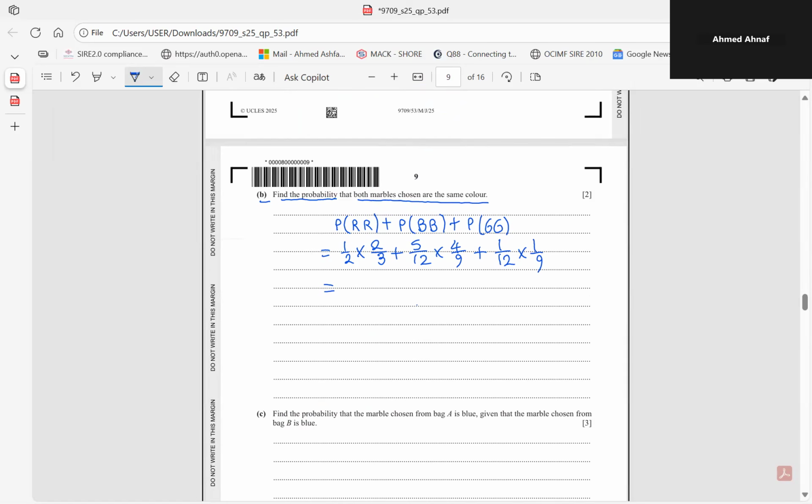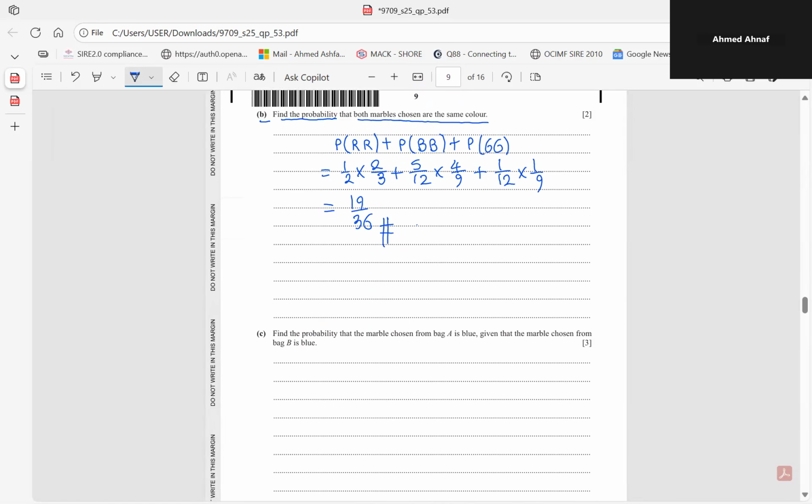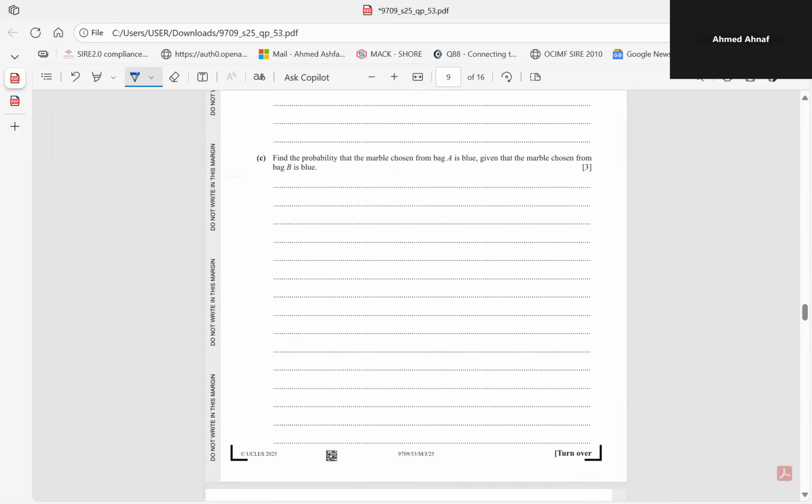So just type this into your calculator. You get 19 over 36. So this is our final answer for this part. Let's head on to the next and final part.